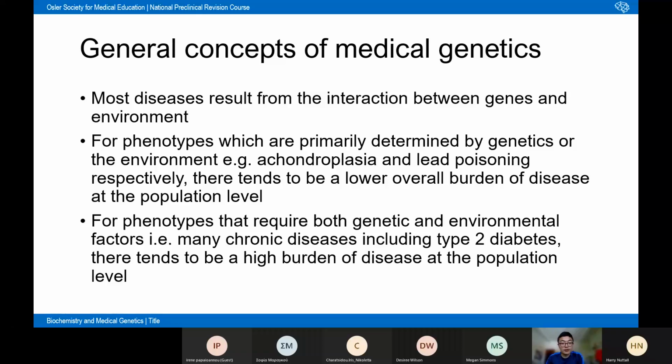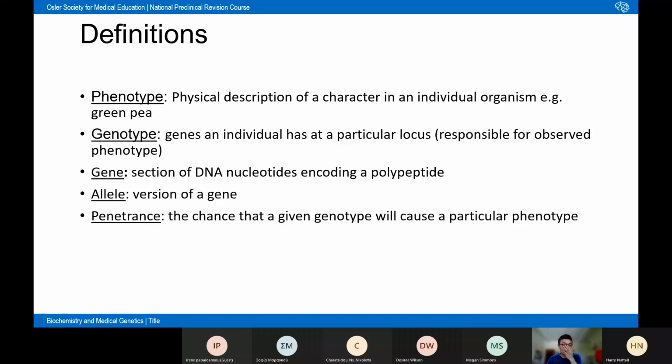Just to go over some basic definitions, which will be the foundation of a lot of what we cover today. The word phenotype describes the physical manifestation or description of a character in an individual organism. If we go back to Gregor Mendel and his work on peas in the 19th century, the characterization of a pea as green is the phenotype of that pea in that respect. On the other hand, the genotype is the genes that an organism has at a particular locus, and they are subsequently responsible for the phenotype observed.